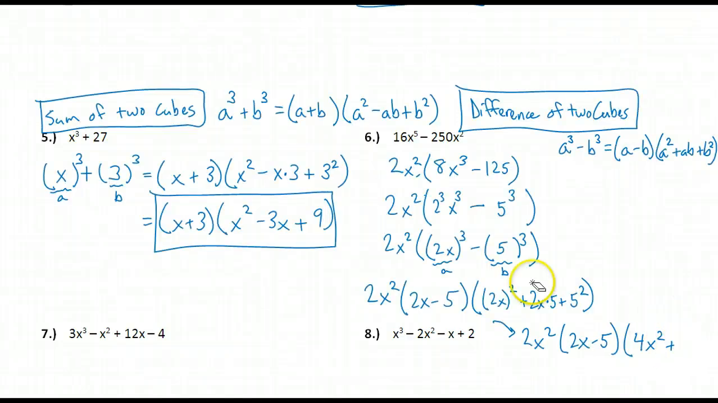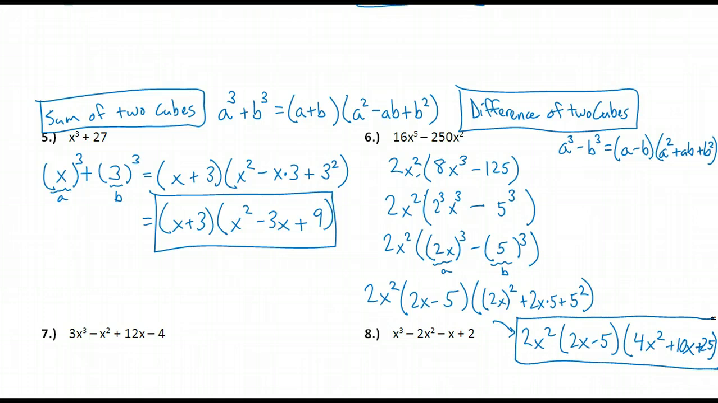Plus 10x plus 25. If I distributed this polynomial into this polynomial and multiplied, I'd end up with x cubed plus 25. These two things are equivalent. If I distributed all of these polynomials and multiplied everything together and collected all my like terms, I would end up with this polynomial. These two expressions are equivalent.